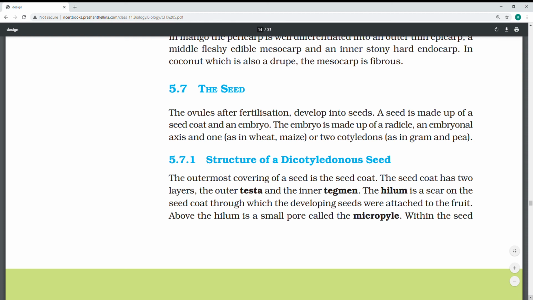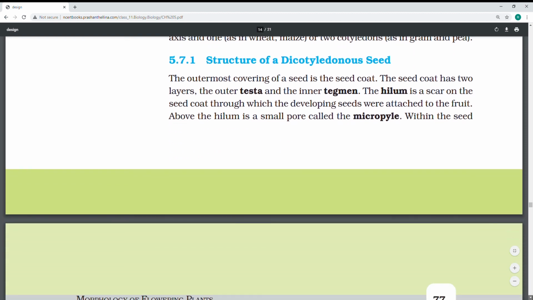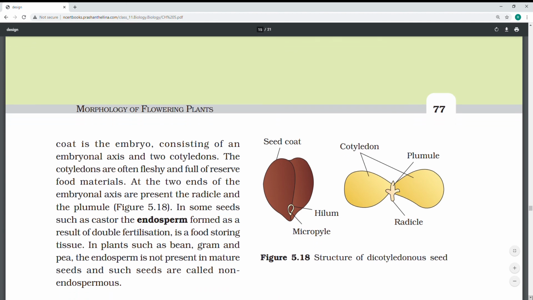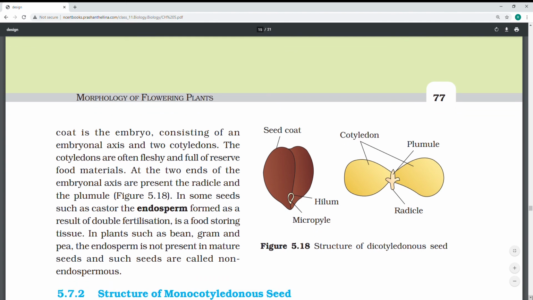Exalbuminous, albuminous, these are important. Endosperm, non-endosperm. For example, for endosperm it is maize, non-endosperm it is a bean. If you see the next diagram, see the dicotyledon and monocotyledon. The structure of dicotyledon we will learn first. See the diagram carefully.